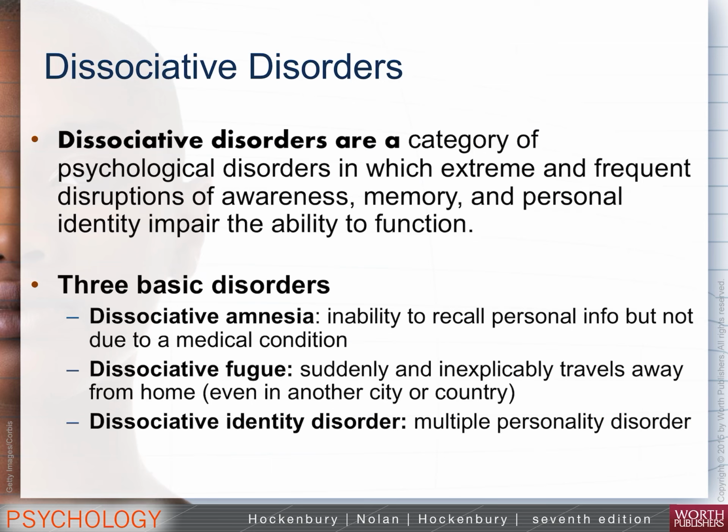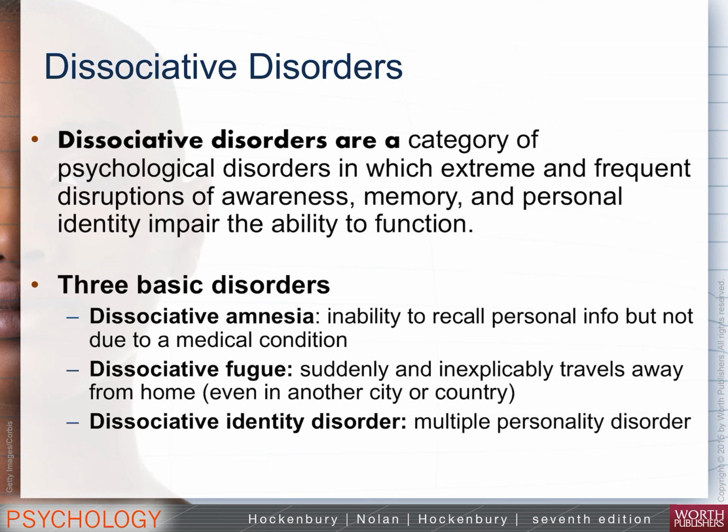Now, dissociative fugue is kind of scary because this is a sudden and inexplicable event where a person travels far from home. They may wander to another city, wander to another country, and they don't have any recollection of doing that. They don't know who they are. And they wake up somewhere else and go, what am I doing in Italy? Last time I remember I was in Wise, Virginia.